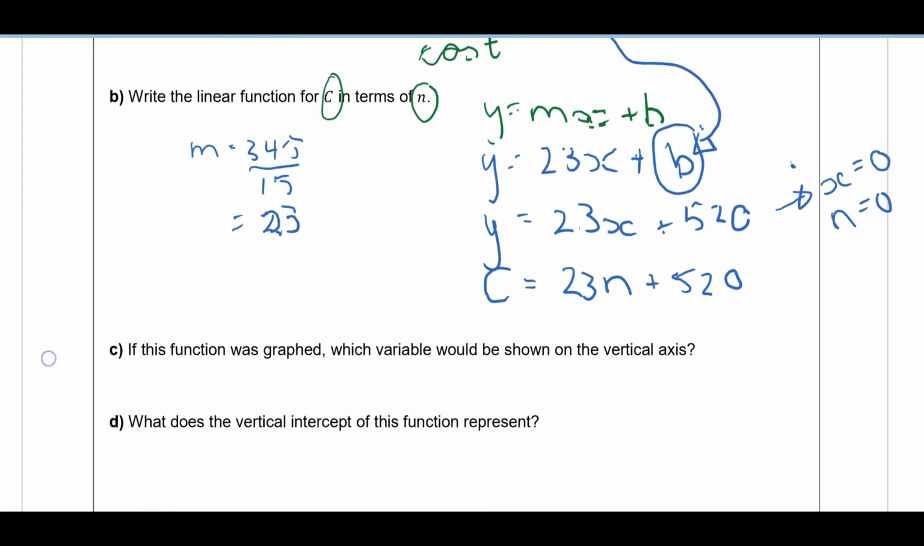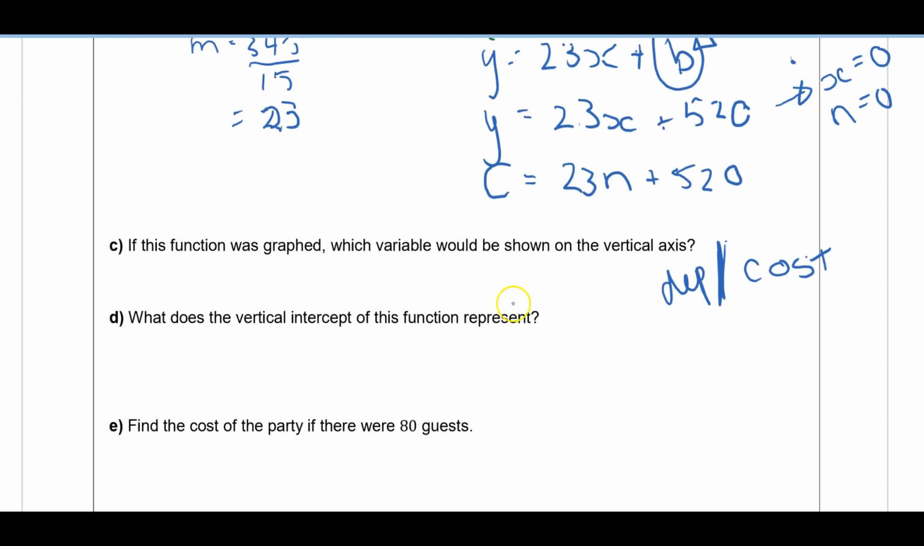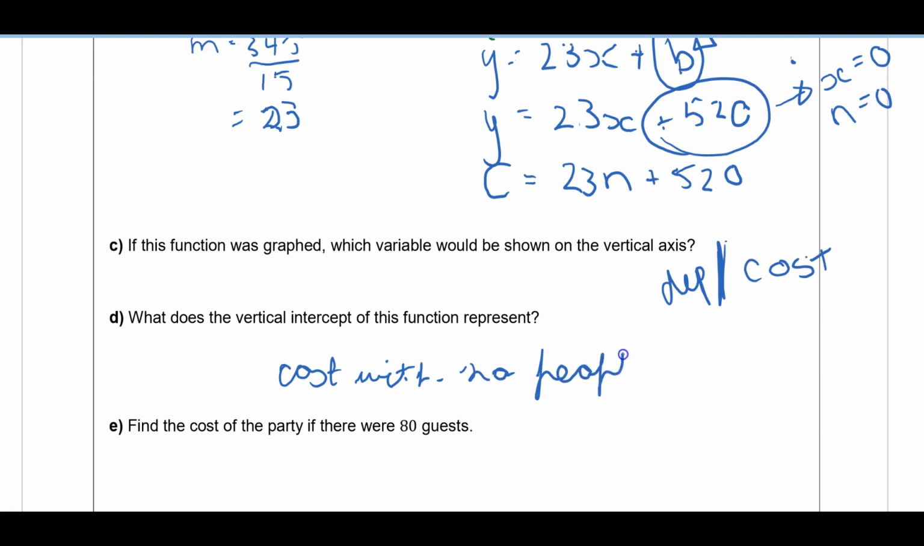If this function was graphed, which variable would be shown on the vertical axis? Vertical, dependent, cost. What does the vertical intercept represent? What does 520 represent? The cost with no people. And it will always be that. The y with no x. The y with no x. Always.